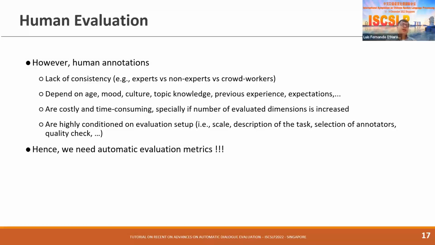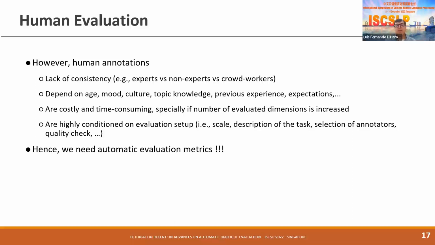However, human annotations are very, very difficult, right? Because we need consistency, and sometimes when you ask experts, they don't provide the same answers as non-experts or crowd workers. It also depends on the age, the mood, the culture, the topic knowledge, the experience that this evaluator has from the past, or the expectations of the evaluator on the particular chatbot. All this creates variability in the human annotations, which makes it difficult sometimes to get accurate responses from different people. Besides, it's costly and time-consuming, especially if you increase the number of dimensions that the user needs to evaluate. This will create even more effort for them to spend.